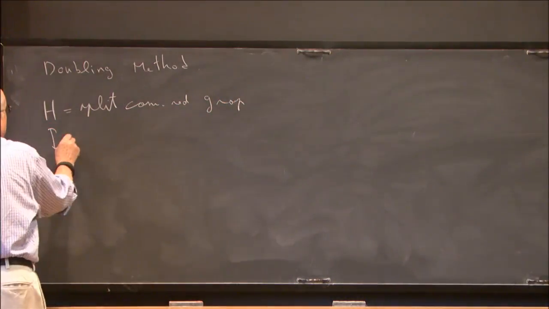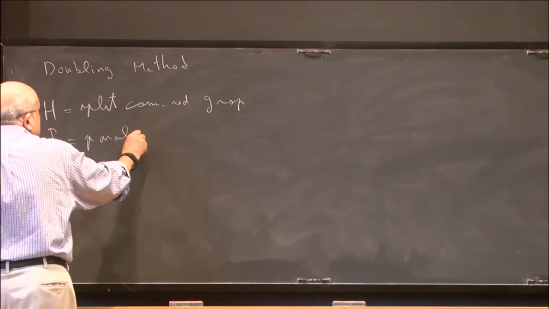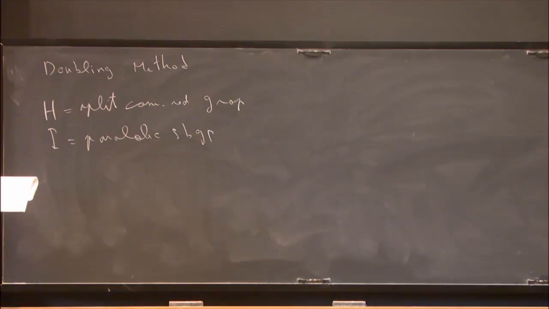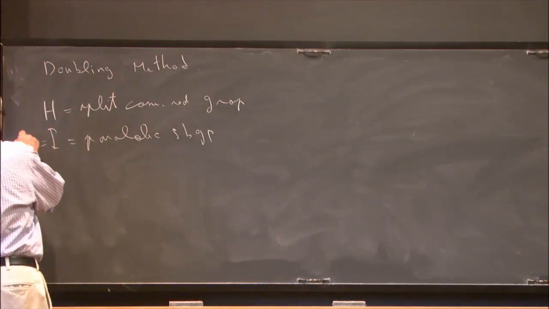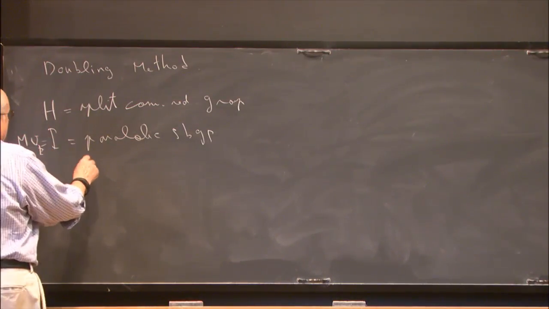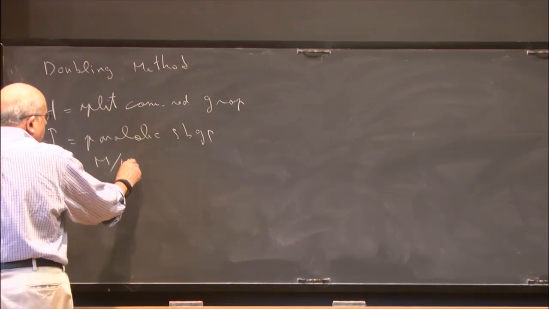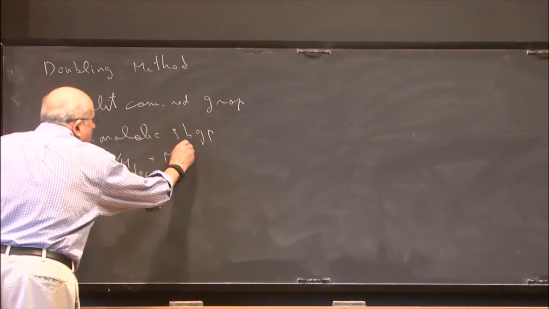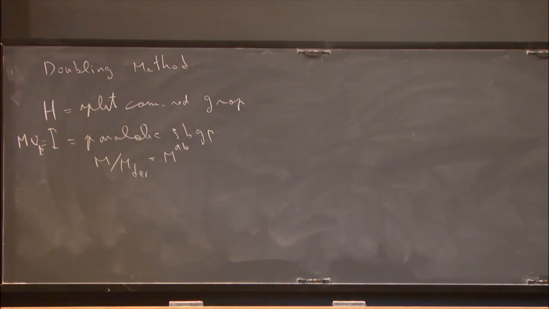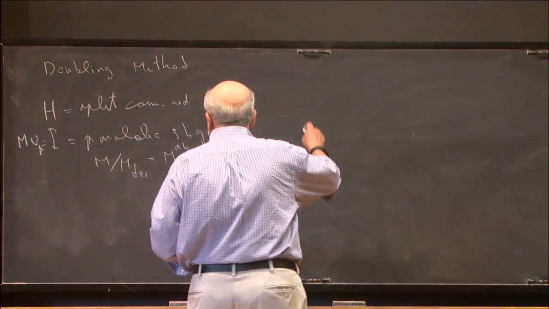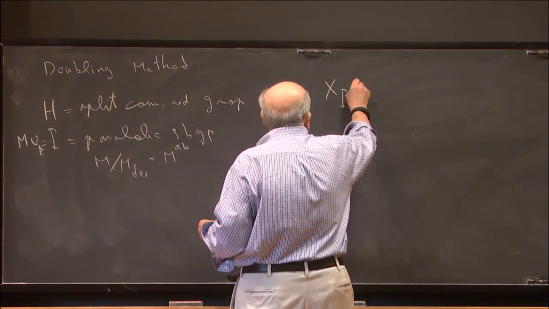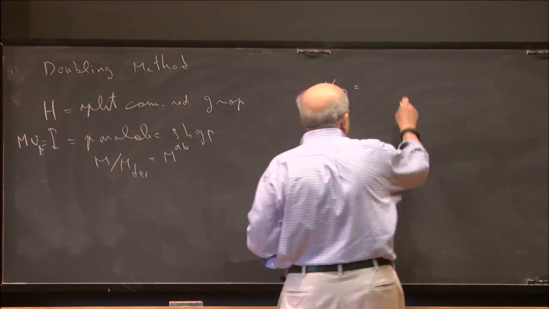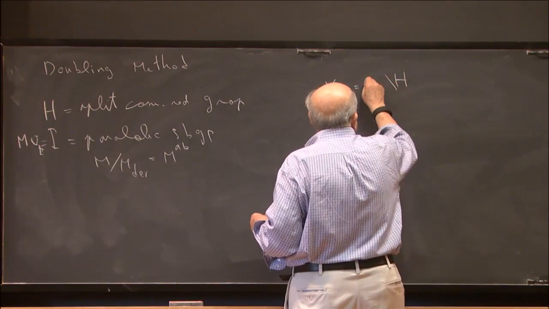And P is a parabolic subgroup. Now, then you take P equal to M U_P, and then you divide out M by its derived group, and that gives you the abelianization of M. Now, of course, you take X_P. This is going to give you the monoid that you want. So X_P is equal to H divided by P derived.